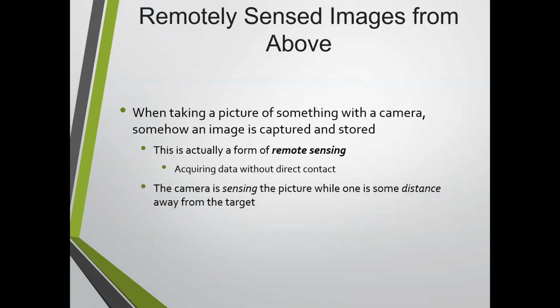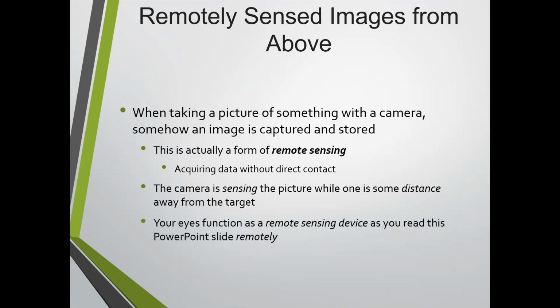And so if you're using a camera in that traditional sense, the camera is sensing that picture on objects that are obviously some distance away. And that object that you're focusing on is typically what you're calling your target. And as we'll see, there's a couple different types of remote sensing, but one would be active remote sensing, and the other one is passive. So what we're talking about here is passive remote sensing.